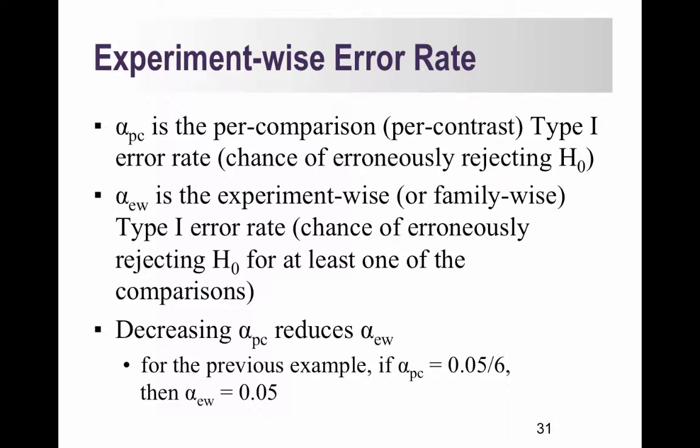This is related to the idea of the experiment-wise error rate. So we refer to the alpha PC as the per comparison or per contrast type 1 error rate, and alpha EW is the experiment-wise or family-wise type 1 error rate, the chance of making a mistake for at least one of the comparisons. Ideally, when you decrease the alpha PC, you also reduce the alpha EW. If in our previous example, we'd had a per comparison significance level of 0.05 divided by 6, then generally speaking, our overall experiment-wise type 1 error rate would have been the desired 0.05.